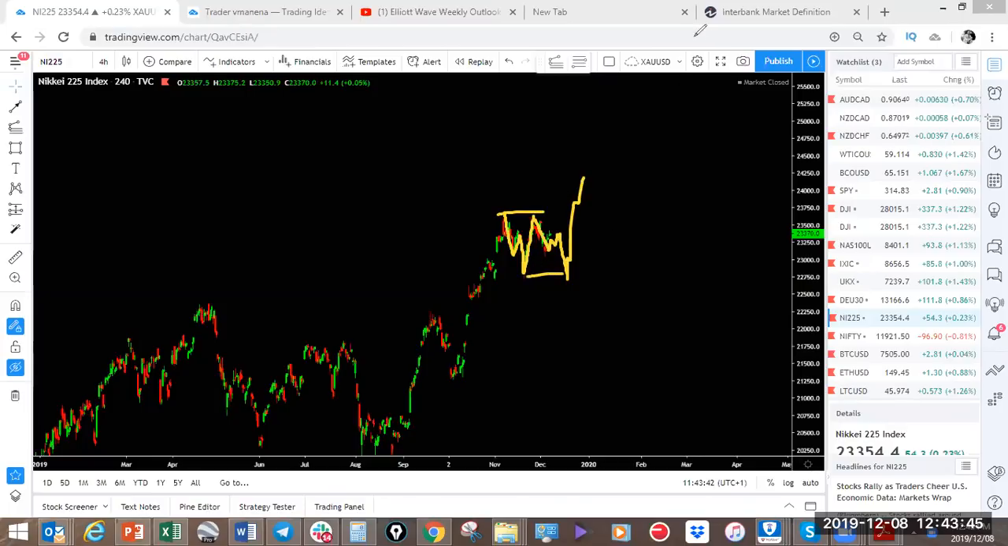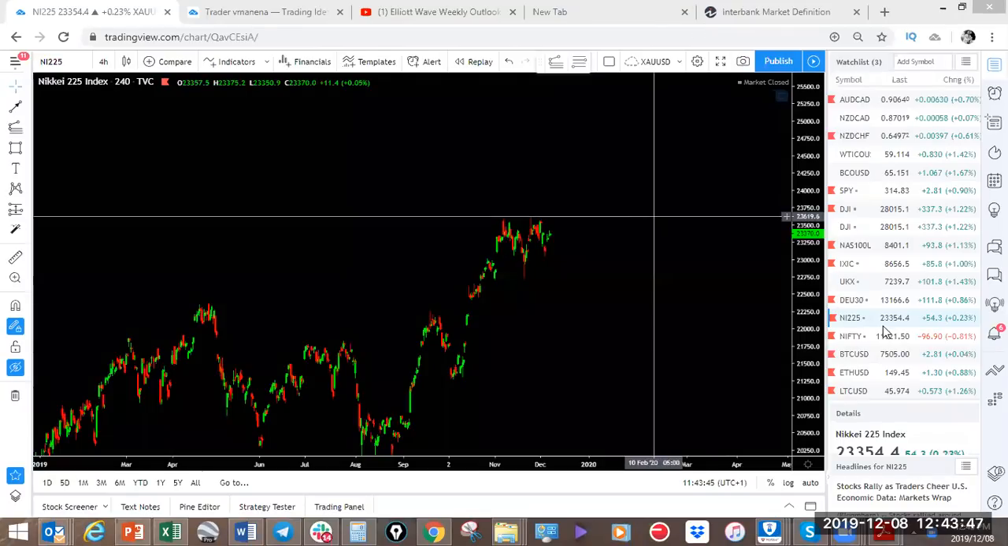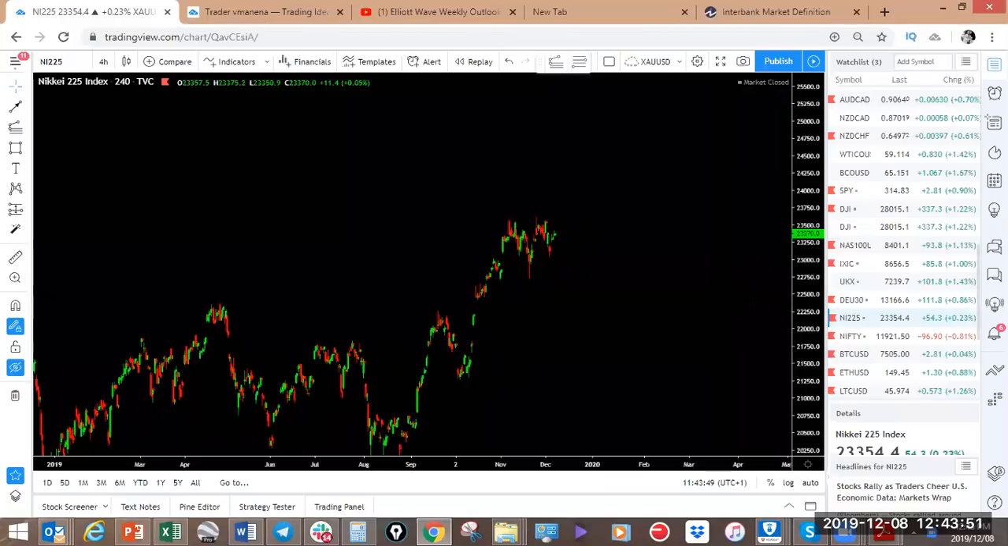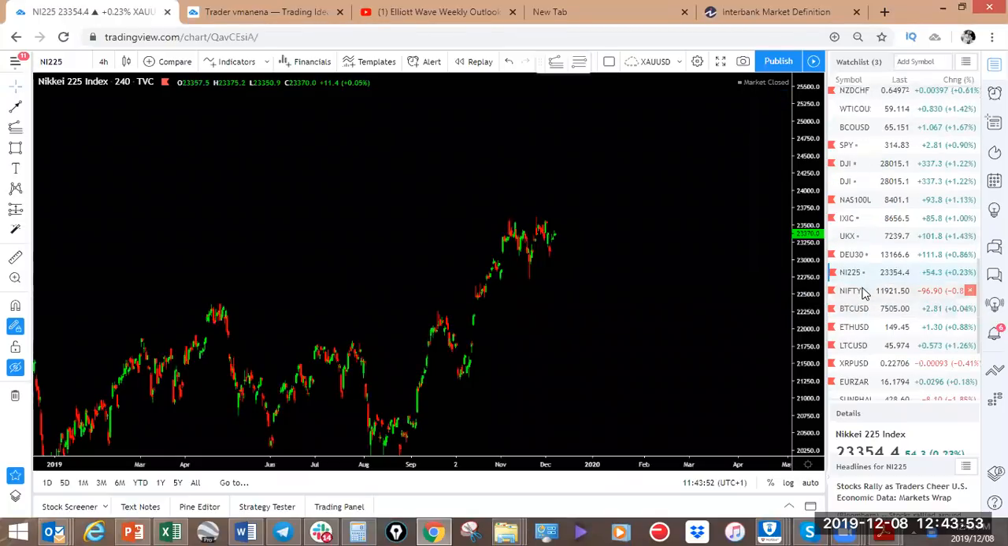But the theme on the indices is clear. The indices are pushing higher and you don't see anything coming to the downside. It's all continuation patterns that we see on the indices.